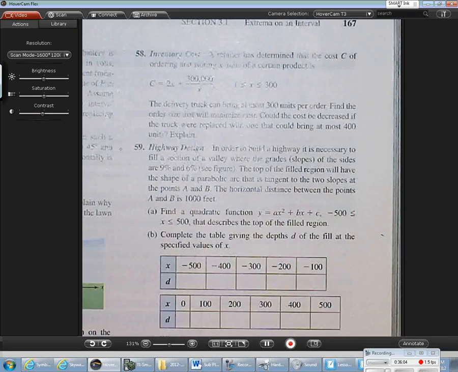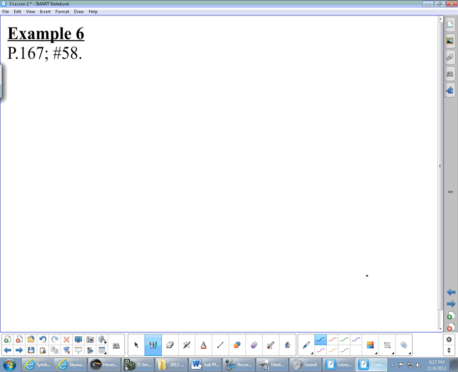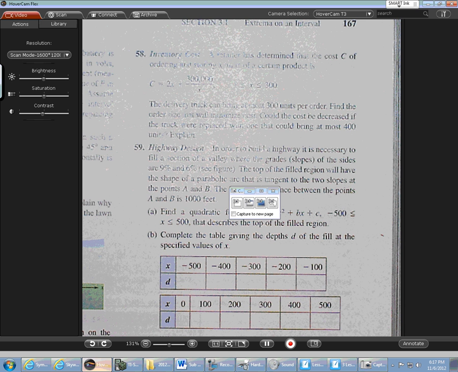So let me see here. Wrong one. Too many tools going on in the bottom of my screen.